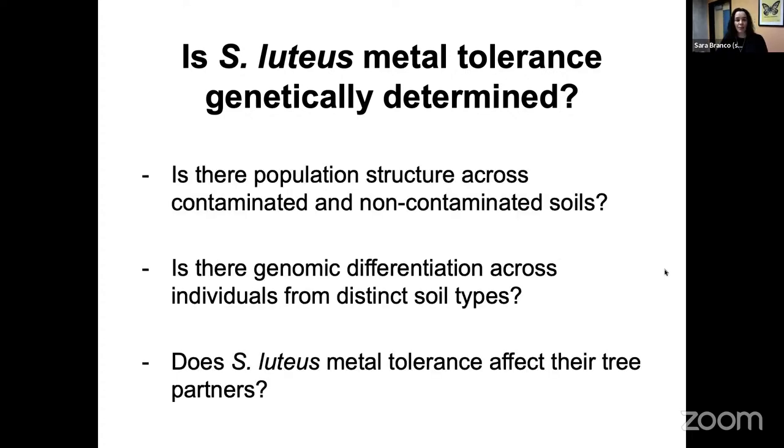And so the sub-questions we had in this project were, is there a population structure across contaminated and non-contaminated soils? It would make sense to have two gene pools that were locally adapted to these different environments, because after all, heavy metals are toxic, and if you live in a toxic place, it's reasonable to expect that you underwent some kind of adaptation to be able to withstand that environment. Then we ask, is there genomic differentiation across individuals from distinct soil types? So do we see any differences in the genes across contaminated and non-contaminated sites, to understand the true genetic basis of this phenotype. And then the last question is, how does this metal tolerance in Suillus luteus affect the tree partner? Does it matter? How so?